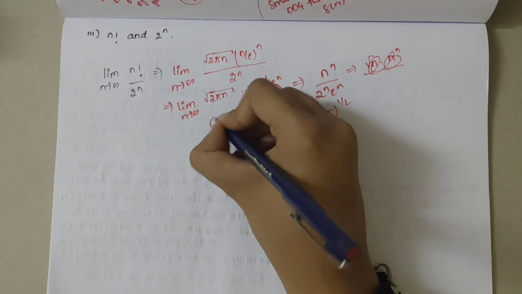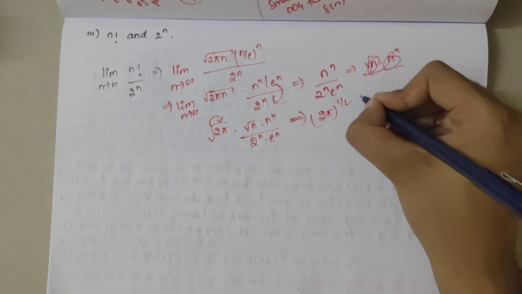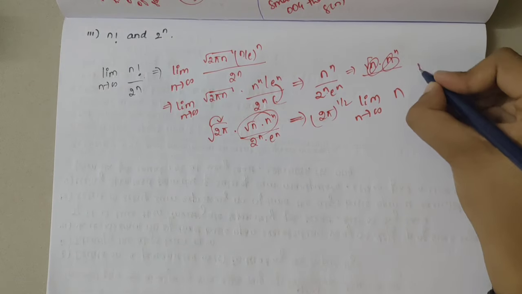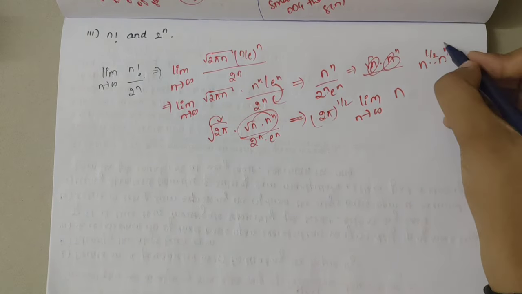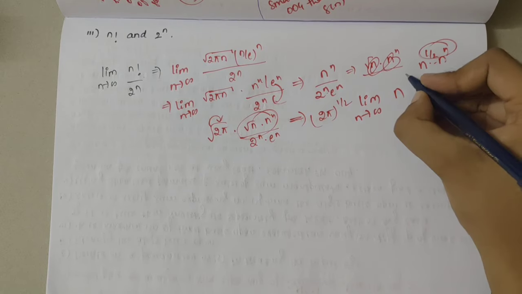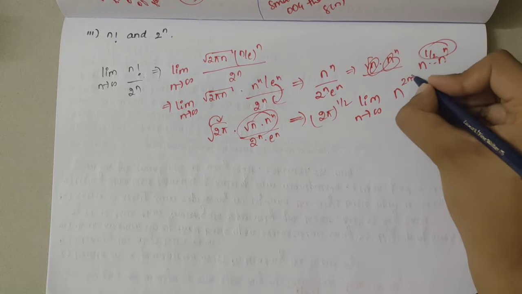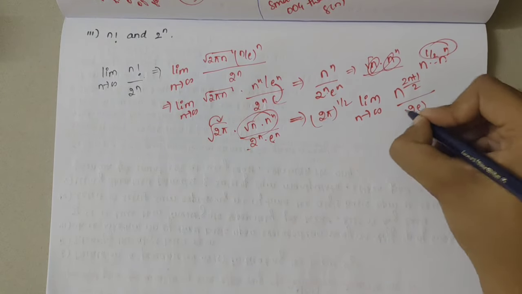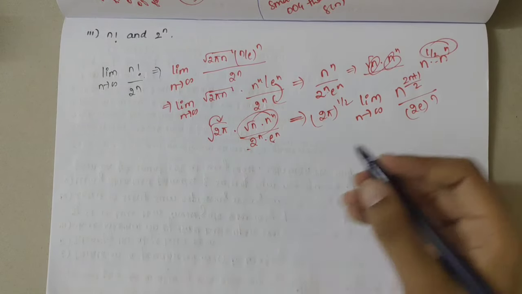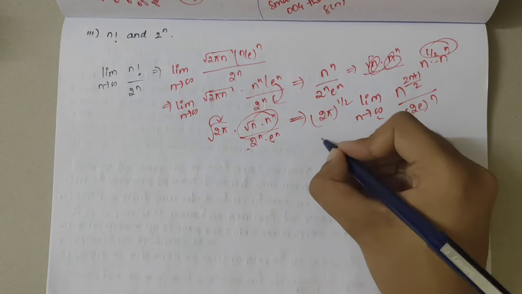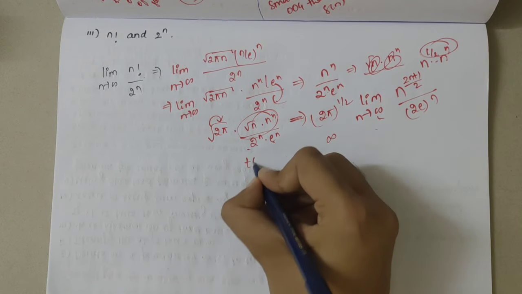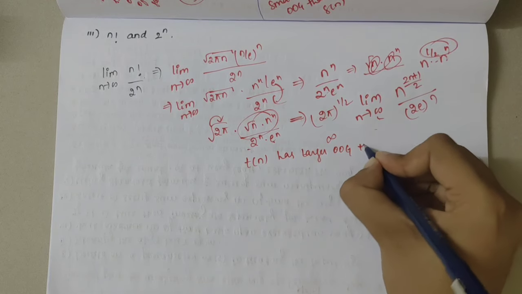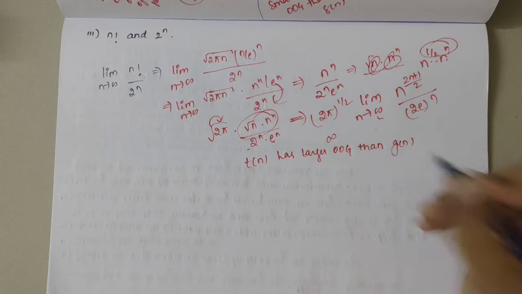Which can be further written as 2 pi, I'll take the root as 1 by 2, and here I have limit of n tends to infinity. Powers I can add, n plus 1 by 2, and on the bottom I can club 2e, so 2e power n, common n value. If I substitute infinity here, it'll go to infinity itself. So I can say that t of n has larger order of growth than g of n.